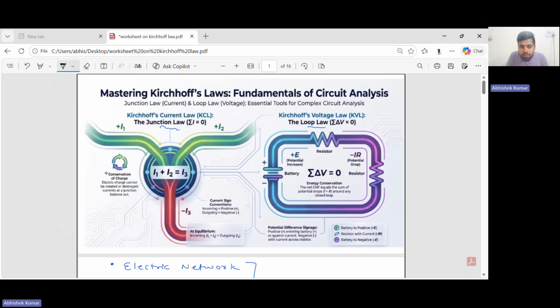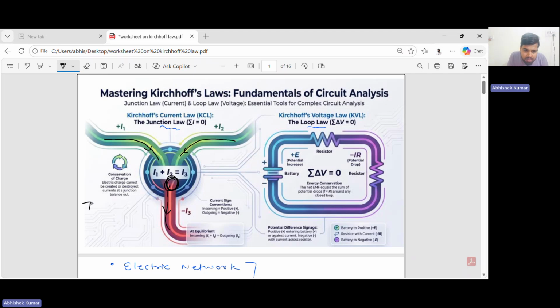So what is the junction law? If you observe here, current I1 is coming, and from here current I2 is coming, and from here current I3 is leaving. This is a junction. Kirchhoff's first law says that the current entering the junction is equal to the net current leaving the junction.